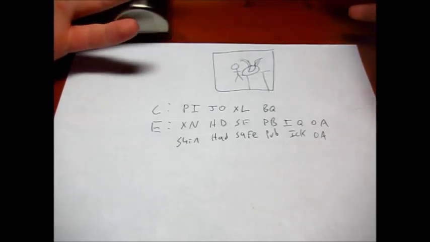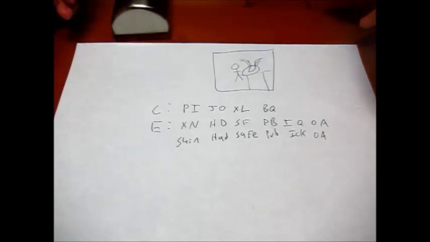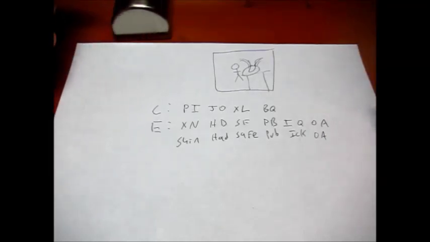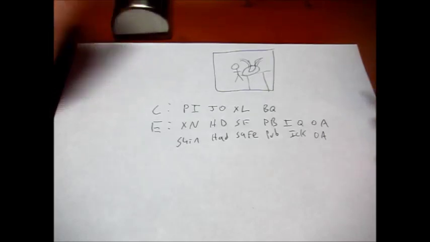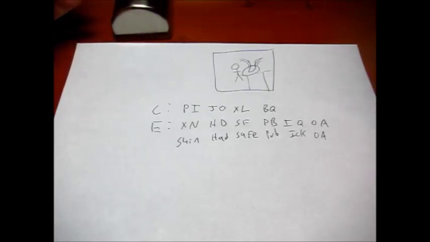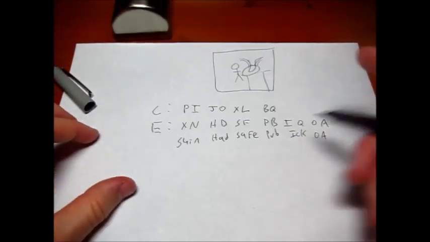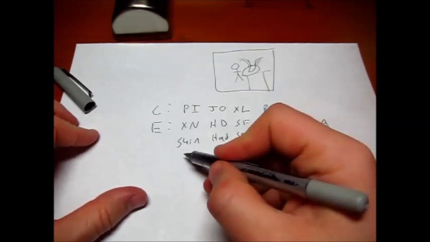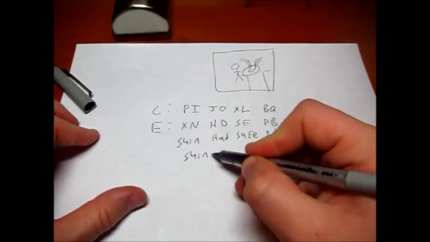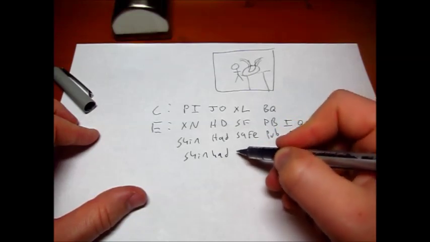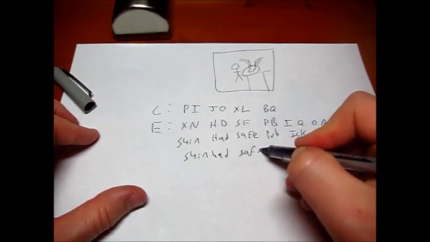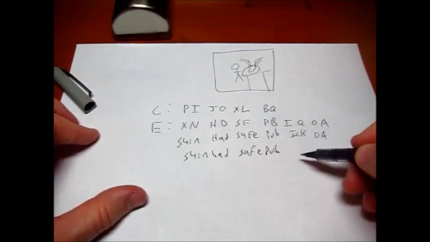So now the important issue comes up of groupings. Groupings are very important for your rhythm during an audio memorization. There are 2 ways that I sometimes group my memorization, and it really just depends on how I'm feeling. I think for me they're both approximately equal. Sometimes I might group them in groups of 2 letter pairs, and I would do "shin had, safe pub, and then ickoa."